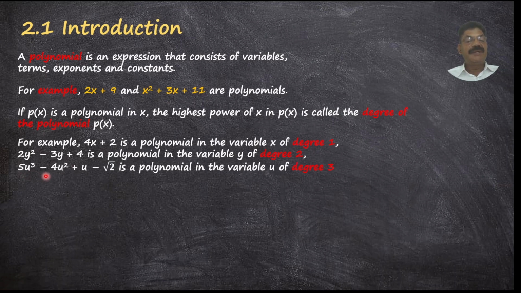Consider 5u cubed minus 4u square plus u minus square root 2. It is a polynomial in u. What is the highest power of u? 3. Therefore, it is of degree 3.